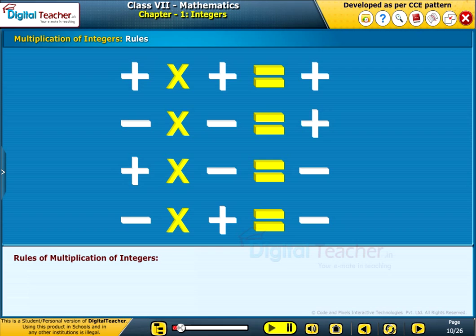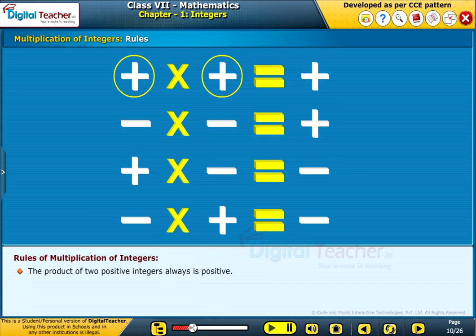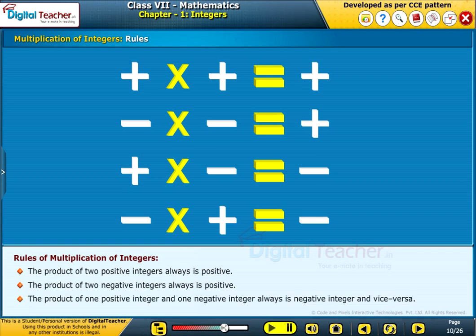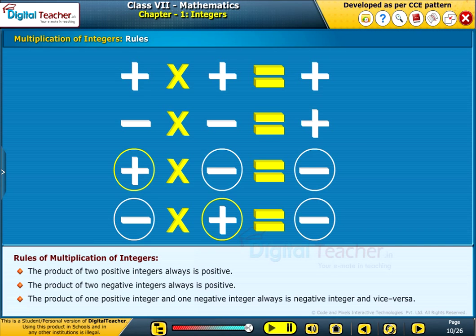Rules of multiplication of integers. The product of two positive integers always is positive. The product of two negative integers always is positive. The product of one positive integer and one negative integer always is negative integer and vice versa.